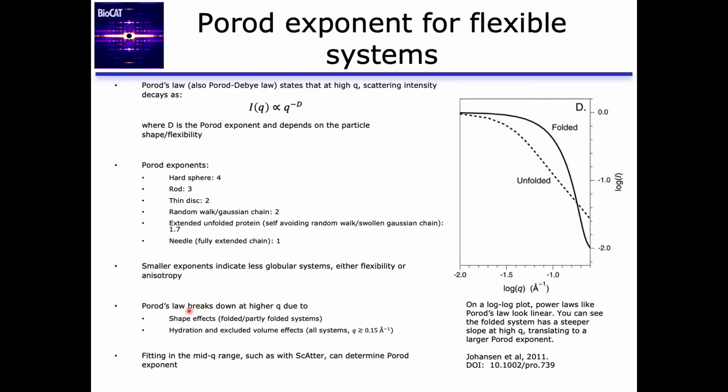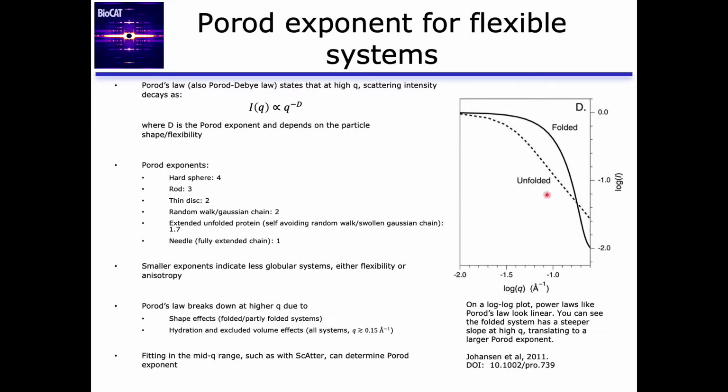Now, Porod's law actually breaks down at higher Q due to either shape effects coming from folded or partially folded systems, or hydration effects and excluded volume effects, which will hit all systems. And so to get an accurate Porod exponent, what you really want to do is fit in the mid-Q range. Scatter is a really nice way to do this, and you can get the Porod exponent from there.